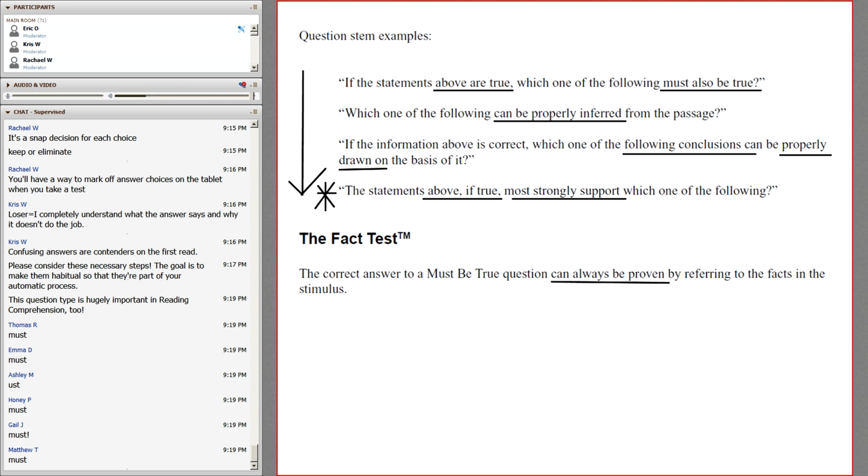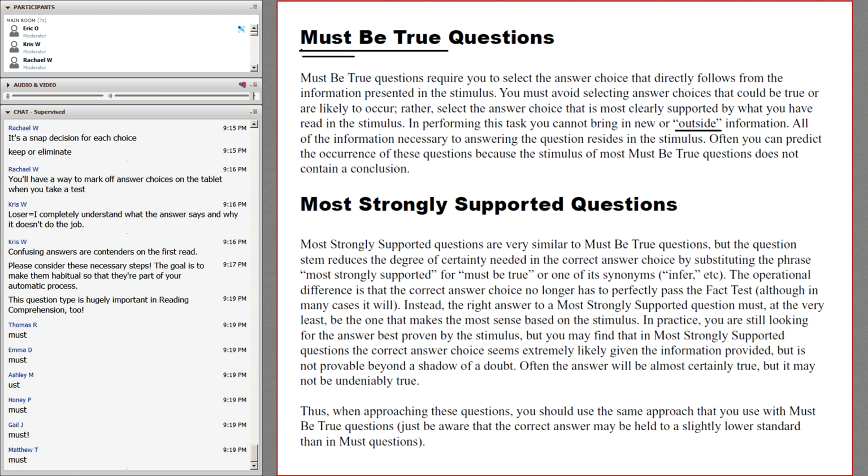But as the book points out, guys, and I certainly reiterate, in most of the questions that are worded this way, the correct answer still is provably true. And so most of the most strongly supported questions operate exactly like must be true. But they do give the LSAT a little bit of an out that your correct answer might just be the most likely of the bunch.